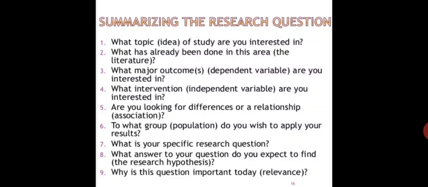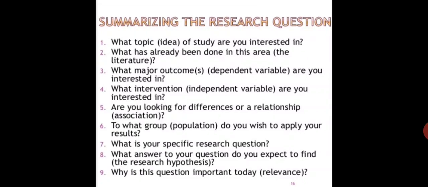Number 7, what is your specific research question? The specific research question is the central question which you want to explore, and you want to get answer of that question. So you have to specify your research question. First of all, you have to narrow it down, you have to clarify the question, you have to specify the question. It should be a specific research question. It should not be a general question.